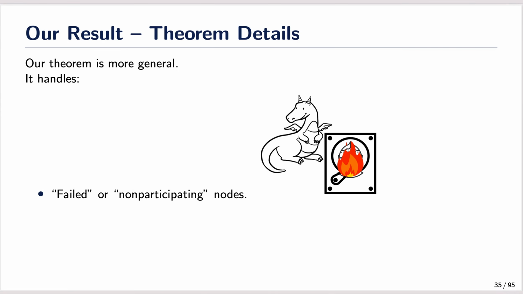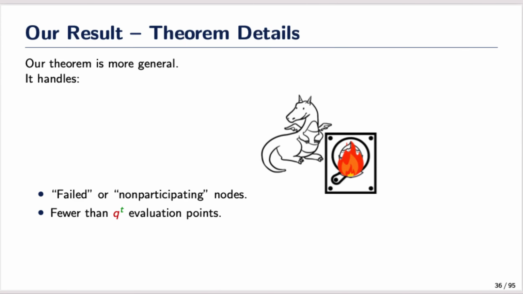It can handle these failed nodes, so they don't have to participate. They could just sit out for one of the rounds, and they don't have to help us. And we can also handle, equivalently, fewer than q to the t evaluation points, because if some nodes have failed, well, maybe instead they just never existed in the first place, and it's the same thing as far as the scheme is concerned. I'll just note though that our bandwidth cost is the lowest when you use all of the evaluation points in the field and you are able to contact all of those nodes.